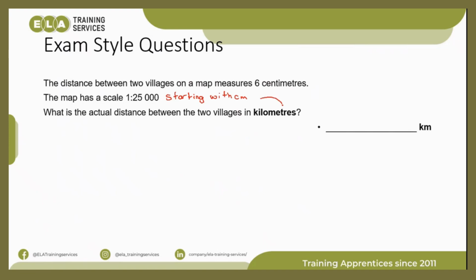And we need to end up in kilometres. So first, as normal, we're going to write out the ratio and the scale. So 1 centimetre is equivalent to 25,000. It's not going to be in kilometres, that's going to be in centimetres, because it's going to be too big to be in kilometres. Now, it says our map measures 6 centimetres. So we're starting with paper, we're being asked to find real life.